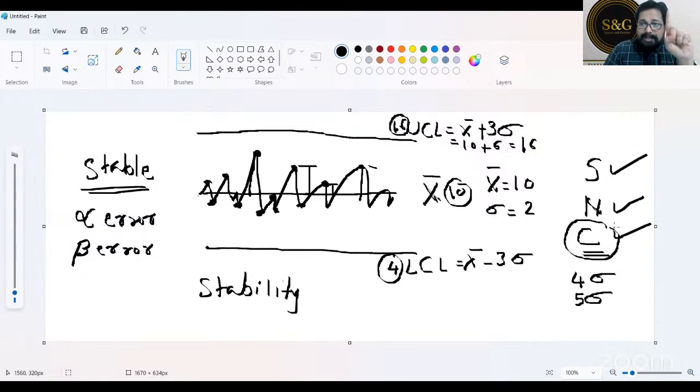Clear? So in the measure phase, we use stability first to check whether the process is predictable. Then only we do the process capability analysis. Yes, exactly, sigma of the process. So C for capability, SNC. S meaning stability, what we are learning today. N meaning normality, that's the Anderson-Darling normality test. And C meaning capability. So before capability, we have to do stability and normality. Here we are checking stability.